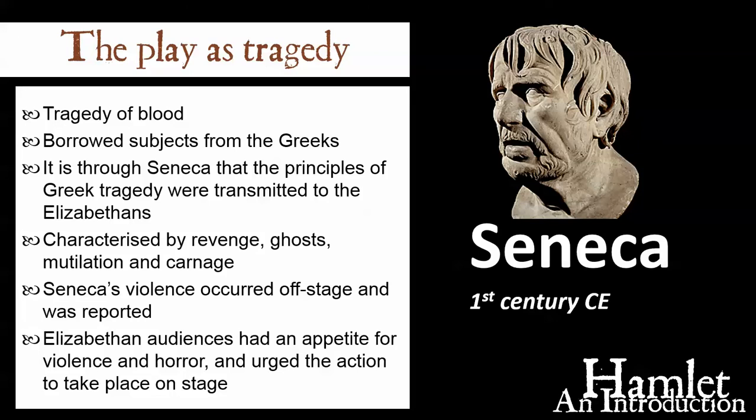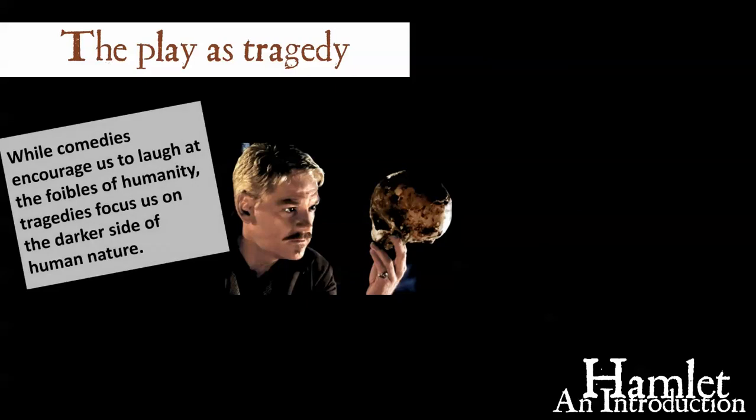And it's through Seneca that principles of Greek tragedy were transmitted to the Elizabethans, and they're characterized by revenge, ghosts, mutilation, carnage. Titus Andronicus is a really great example of that. Macbeth is a tragedy of blood, so much so that the Japanese film version would be called Throne of Blood. Seneca's violence occurred offstage and was reported. Senecan tragedy would often just have a person speaking the action rather than performing it. Elizabethan audiences had an appetite for violence and horror and urged the action to take place on stage.